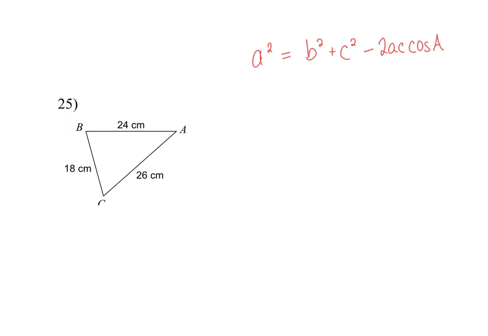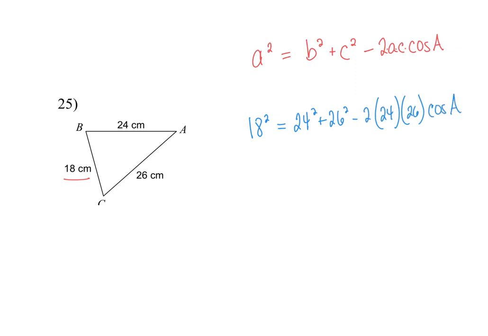Okay? So in this case, it doesn't matter which side you start with. We can start with A though. So we'll say when I plug that in, 18 squared equals the other two sides squared minus 2 times the other two sides times the cosine of the angle that I don't know.